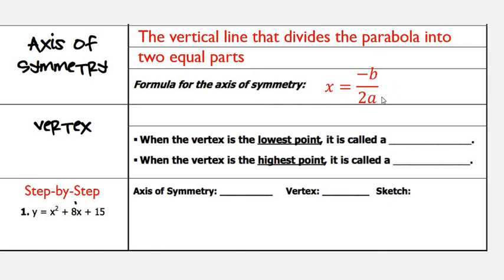x equals negative b over 2a, you must know this. This is not written down on that formula sheet that you'll use at the end of the year on your EOC. So you must know x equals negative b over 2a.